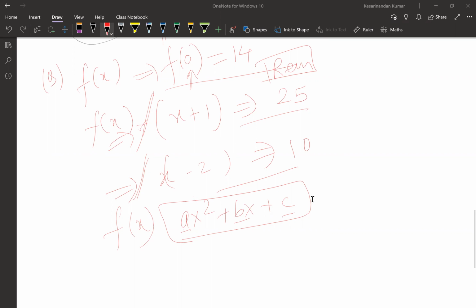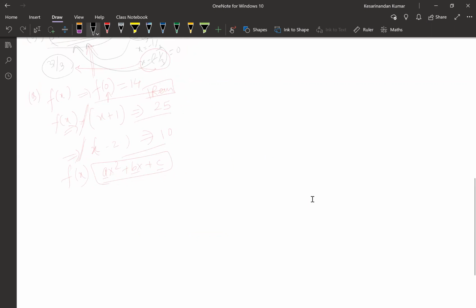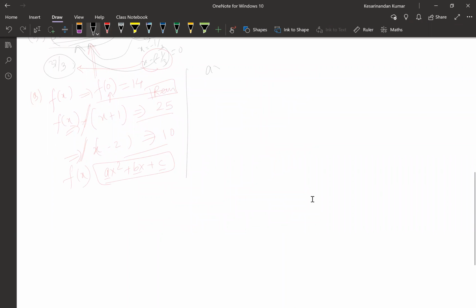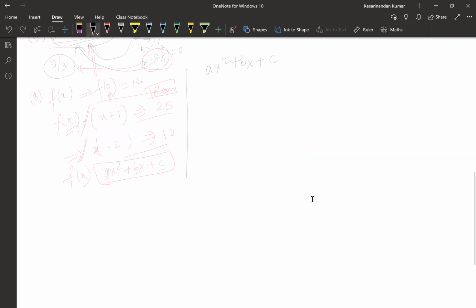Okay, so it's time up, guys. Let me pick it up. So this was the question. Now, as per the question, let the equation be ax squared plus bx plus c. Now, if I put x is equal to 0, according to this one, my value comes out to be 14. So if I put here 0 plus 0 plus c is equal to 14, that means my c is 14. So this is sorted out.